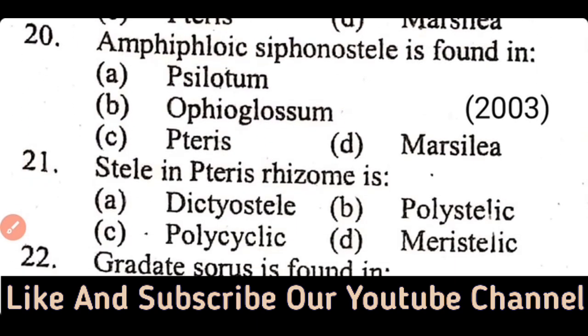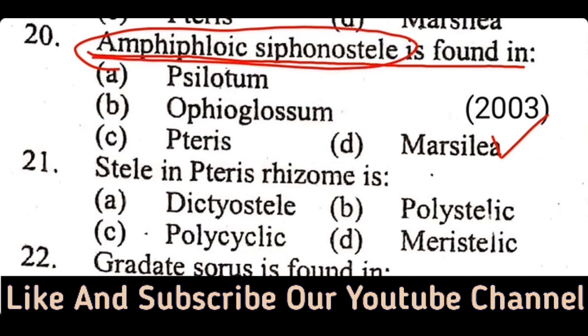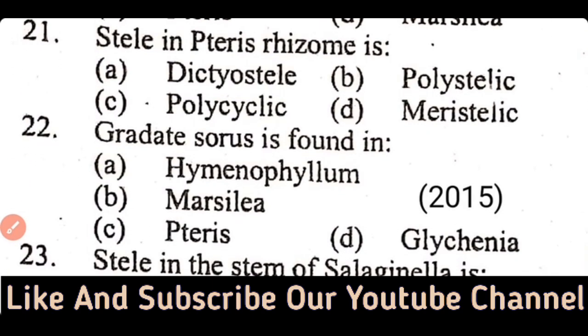Question number 20. The amphiphloic siphonostele is found in Psilotum, Ophioglossum, Pteris, Marsilea. So correct answer is option D. Marsilea has amphiphloic siphonostele.